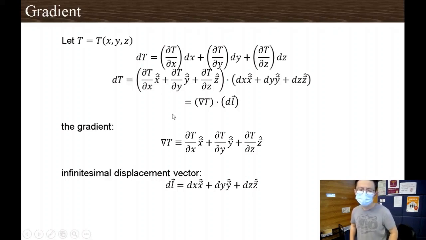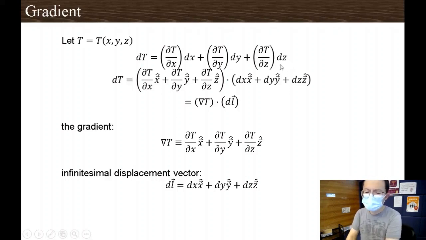Now, how do we express dT in this situation? Well, we can always express dT in terms of partial T partial x dx plus partial T partial y dy plus partial T partial z dz, right? So that's our starting point.